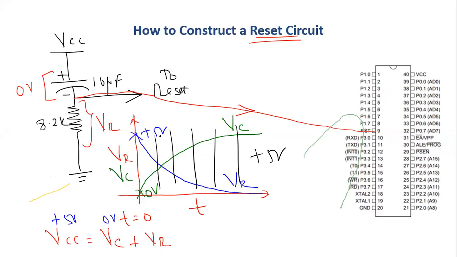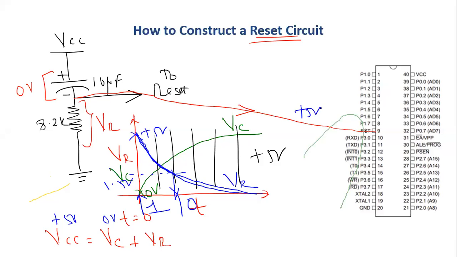At any point in time, if you add these two voltages, you will always get plus 5 volt. Now the actual input that is going to the reset pin is the voltage across resistor, which is this part. So at time t equal to 0, this pin is connected to plus 5 volt. As time progresses, the voltage across resistor drops below 1.5 volts, so it drops down to logical 0. At t equal to 0, it takes a logical 1. It remains at logical 1 as long as the voltage across resistor is above 1.5 volt, and the moment it crosses that 1.5 volt, it goes to logical 0.